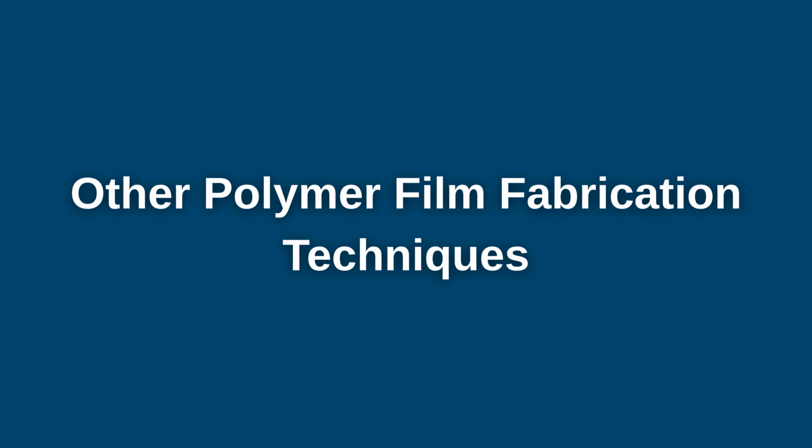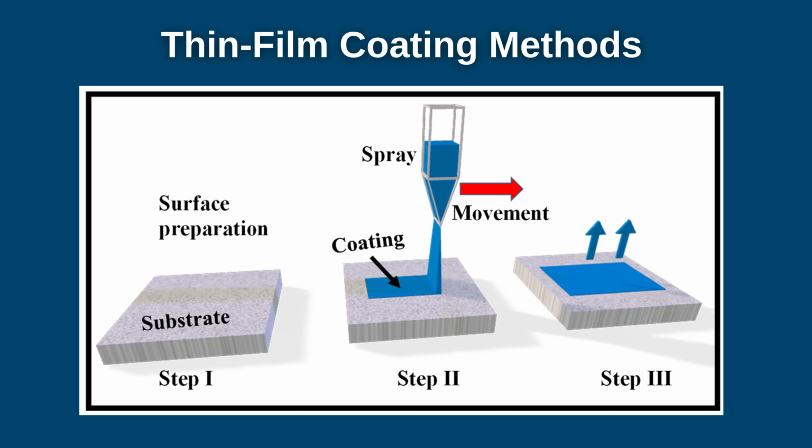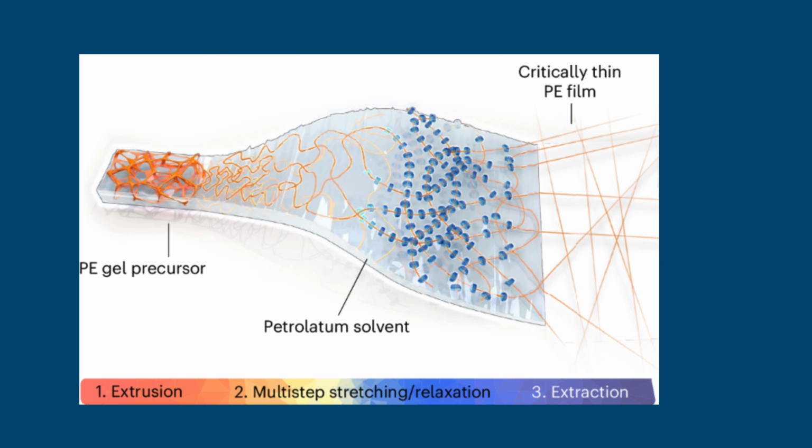Other polymer film fabrication techniques. In addition to the primary methods, several alternative techniques have been developed to address specific application requirements. Spray coating involves atomizing a polymer solution or suspension and depositing it onto a substrate, making it suitable for large area or irregular surfaces. Mechanical stretching is applied to preformed films to induce molecular orientation, thereby enhancing tensile strength and anisotropic properties, particularly in packaging applications. Electrospinning utilizes a high-voltage electric field to draw polymer solutions into nanofibers, forming porous membranes with high surface area, which are widely used in filtration, sensing, and biomedical applications.